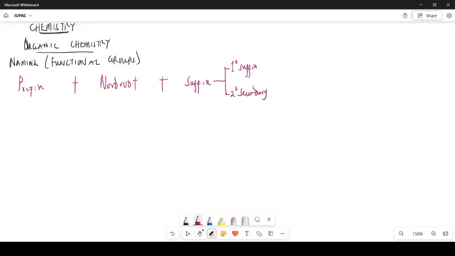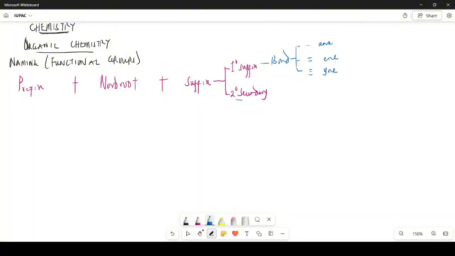You should be used to all this already if you have been following us. We said the primary suffix depends on the bonds. And we said the bond can be of three types. It could be a single bond. If you have a single bond, you end it with A-N-E. If you have a double bond, you end it with E-N-E. And if you have a triple bond, you end it with Y-N-E.